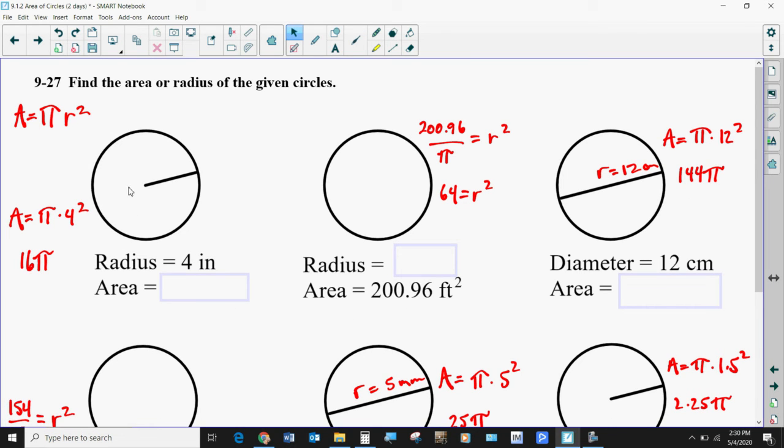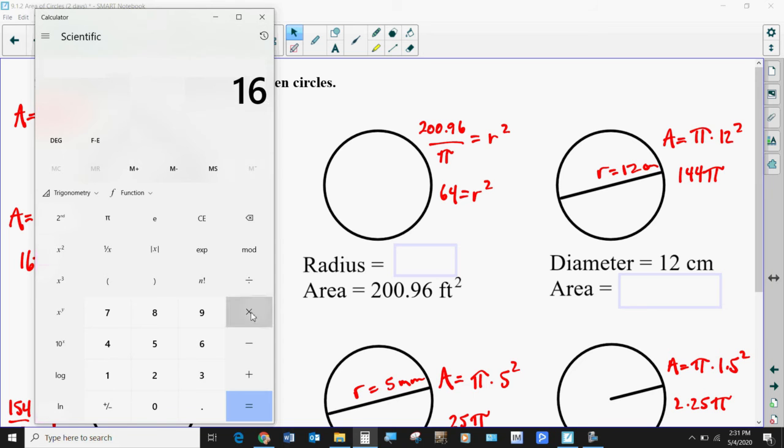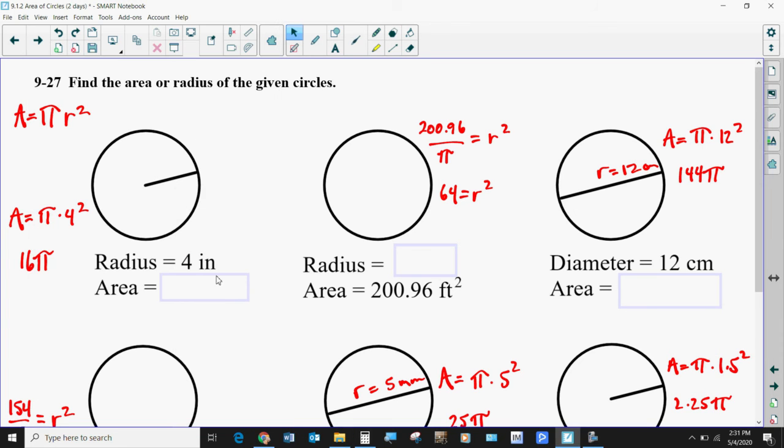Alrighty, let's see how you did. All right, so for this first circle right here, we've got a radius of 4 inches. So if we're going to find the area, it's pi times the radius squared. So it's going to be 16 times pi. If you multiplied 16 times 3.14, you get 50.24. If you take 16 and you multiply it times the pi button, you get 50.26527, somewhere in there. So that's the answer I went with. I went with the more accurate one by using the pi button.